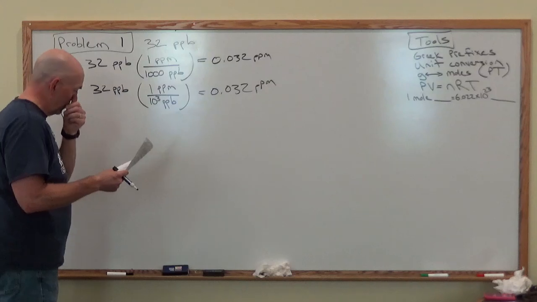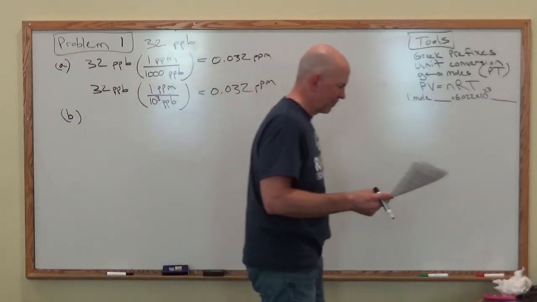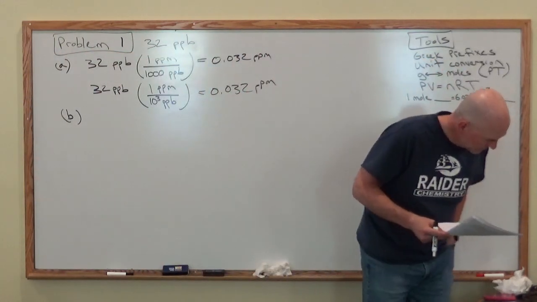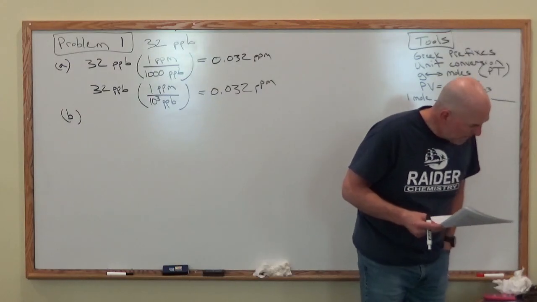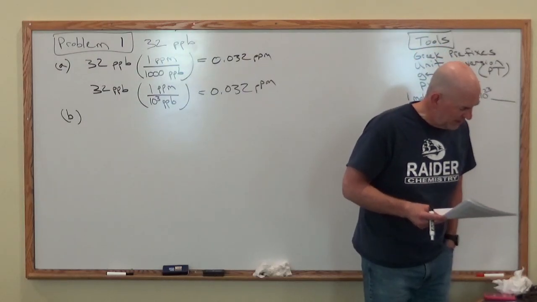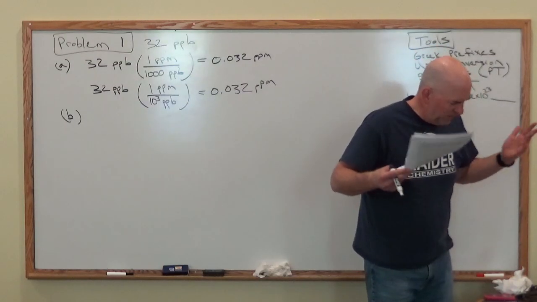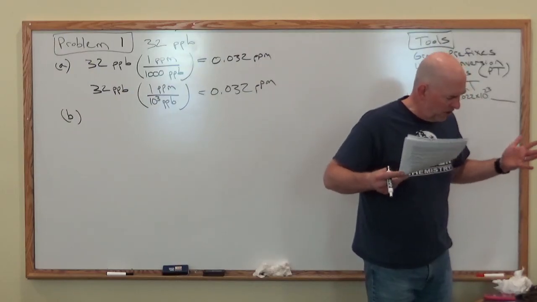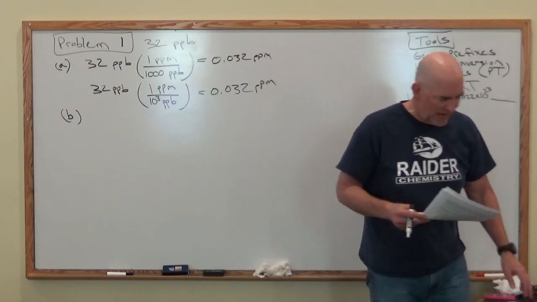In part B, what are we doing? You want to go to molecules of pollutant per cubic centimeter of space, of all air. So cubic centimeter of everything.